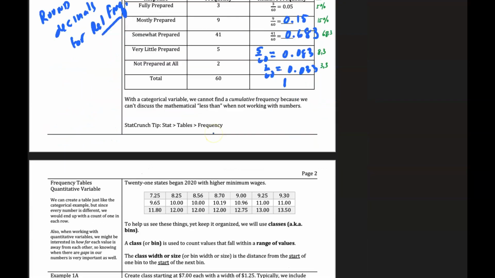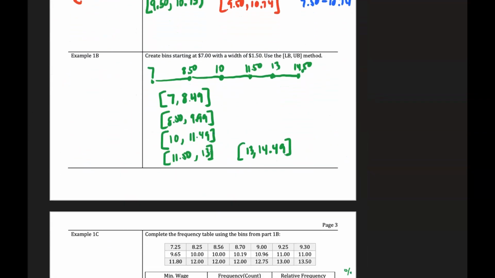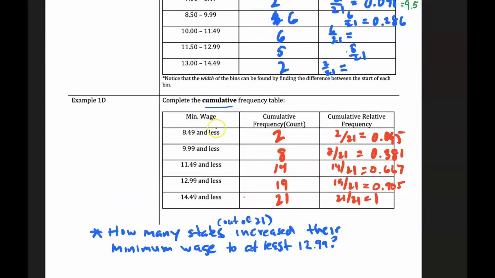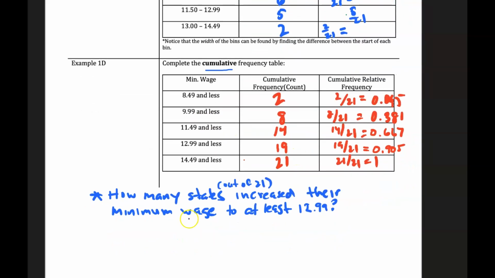And so we care about that when we ask a question like this. Out of those 21 states that increased their minimum wage, how many of those increased their minimum wage to at least $12.99? So now we're looking at an entire amount. I'm looking at all of these up to $12.99 or less. And so the answer to this question would just be 19.